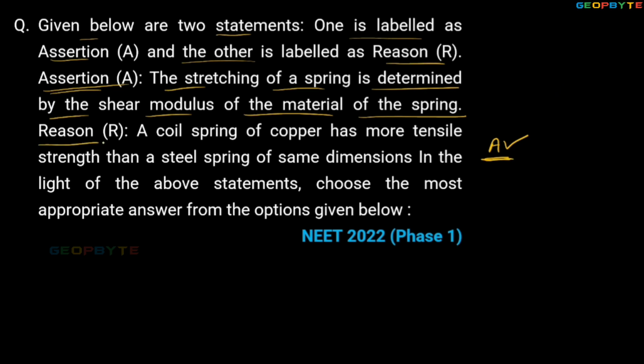Now come to the reason statement: a coil spring of copper has more tensile strength than a steel spring. No. Remember, steel has more tensile strength than copper. That means steel is stronger than copper. Therefore, the statement that a coil spring of copper has more tensile strength is absolutely wrong. The tensile strength of copper is less than that of the steel spring. The reason statement is wrong. Only the assertion statement is correct.